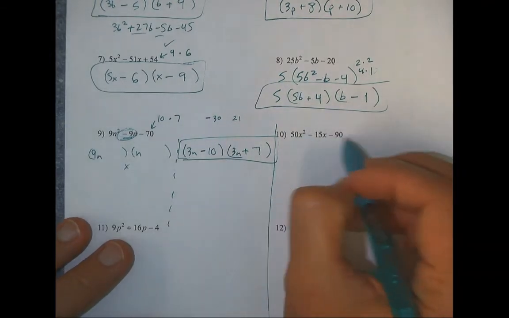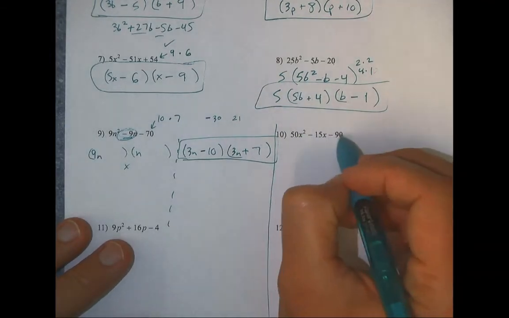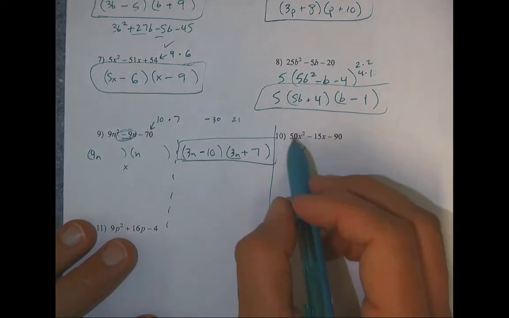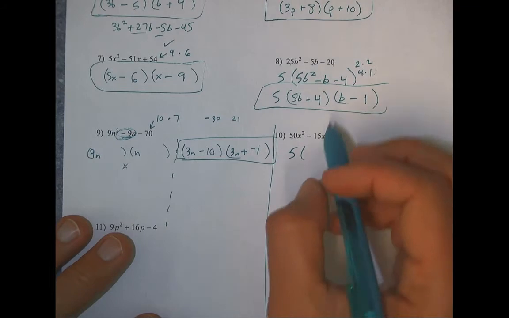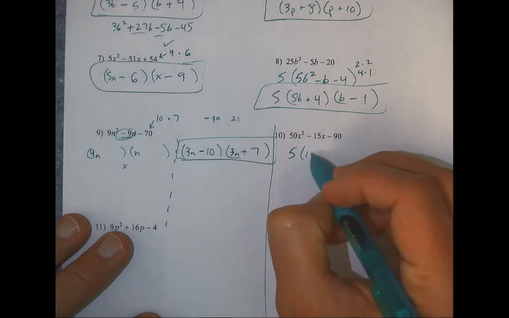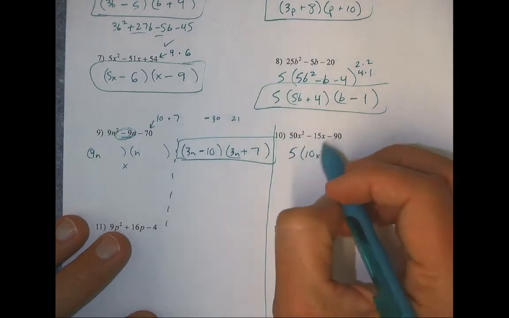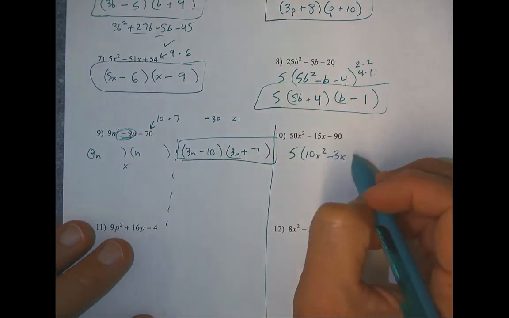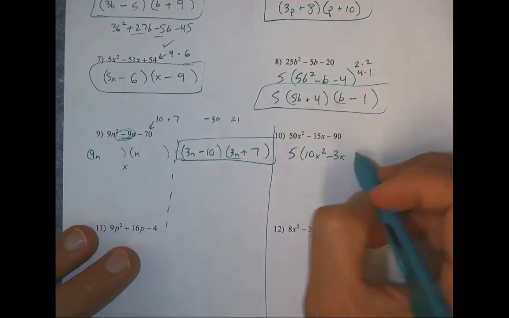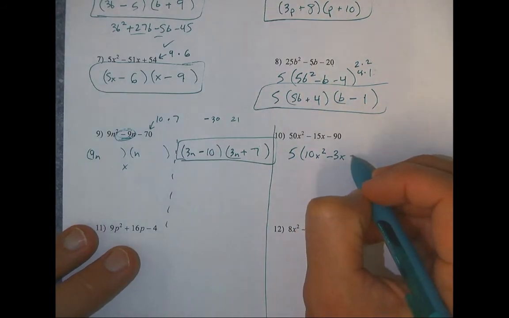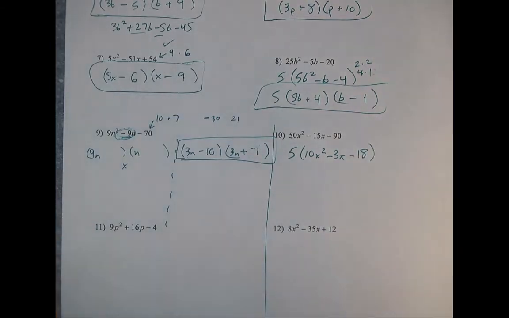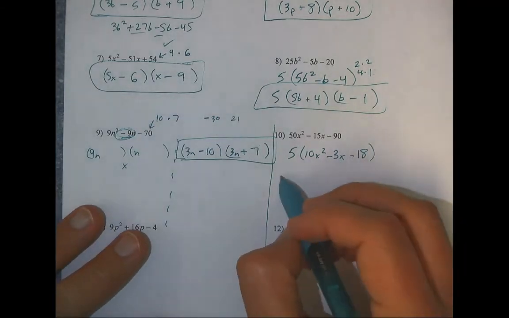All right, number 10. Right away, I see numbers that can be divided by 5, so I'm going to go ahead and pull that out, save myself a headache, because I don't want to be dealing with this 50 up here. So now 5 times what gives me this? That would be 10x squared. This would be minus 3x. And then for 90, I believe that's 18. All right, so I can leave the 5 alone now.